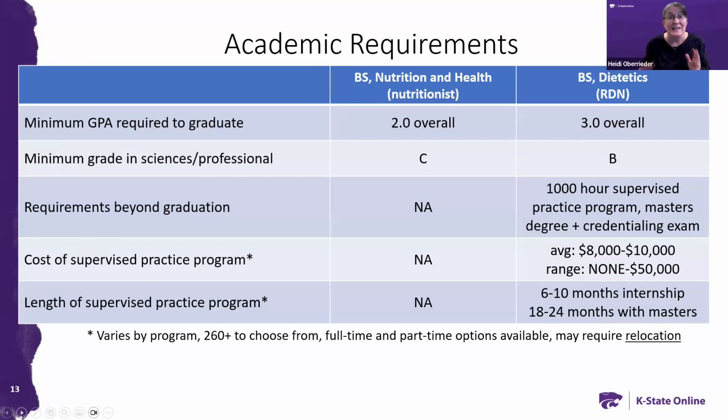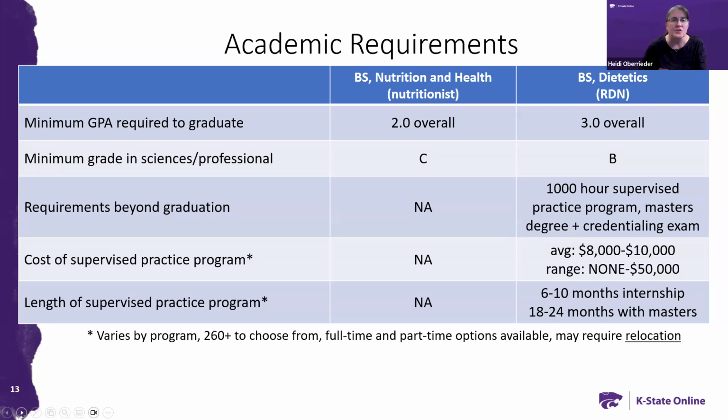So let's look at those academic requirements. You'll see the BS in Nutrition and Health in the middle and the BS in Dietetics on the far right. The first row indicates the GPA that you have to have to graduate with that degree. You'll notice the Dietetics GPA requirement is 3.0, whereas the Nutrition and Health is 2.0. And then the next row talks about the grade you have to get in the sciences and the professional courses, professional meaning the nutrition-specific courses. So you need to get a B or better for dietetics and a C or better in nutrition and health.